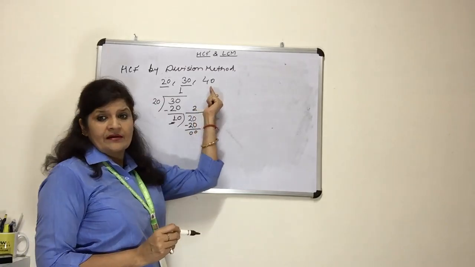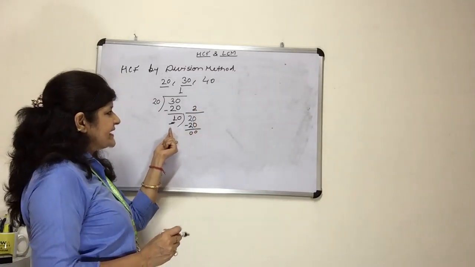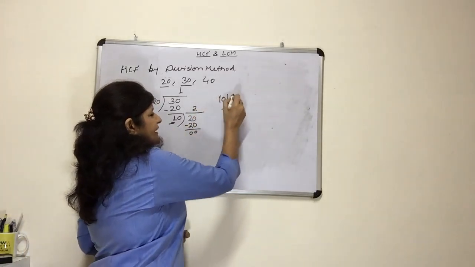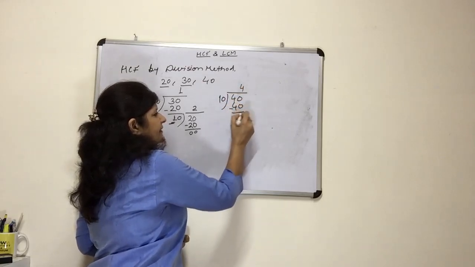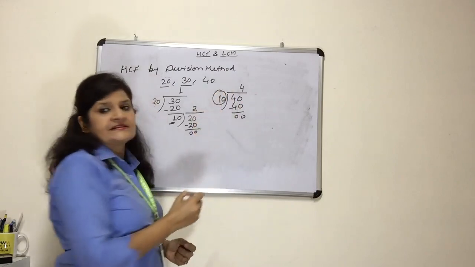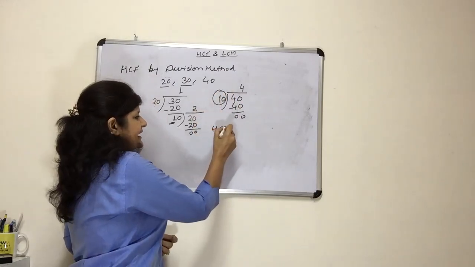But we are having one more number. So whatever we get here, that is 10, we will divide this 40 by this 10. So 10 fours are 40. So the last divisor is 10. So HCF is 10.